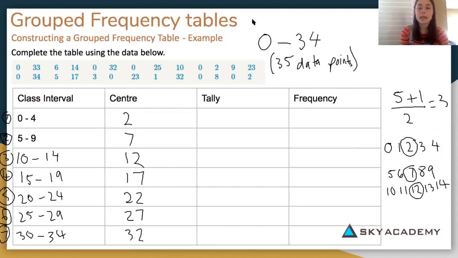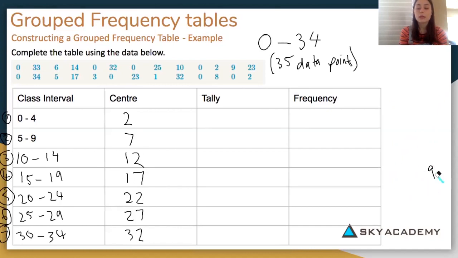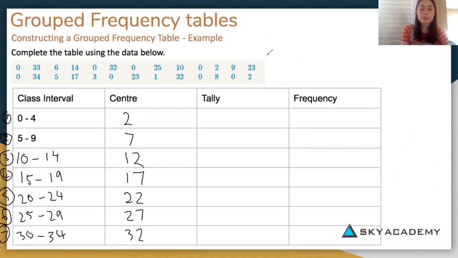So now we have all the information that we can do without looking at the data set. So now we have to look at our data set, which is up here with values 0 to 34. And we are going to tally up however many data points lie within each class interval. So we have an interval of 0 to 4. So every data point that lies within this one, we're going to give it a tally.